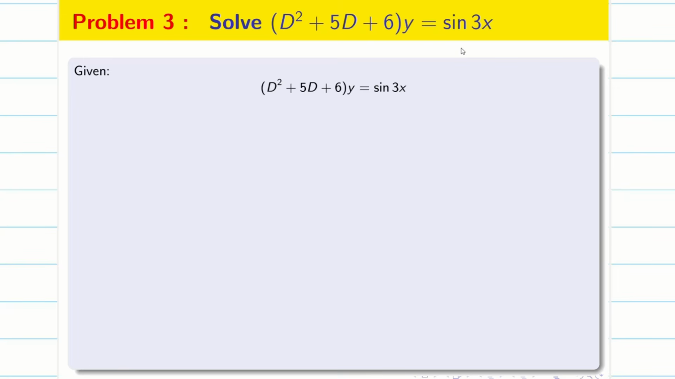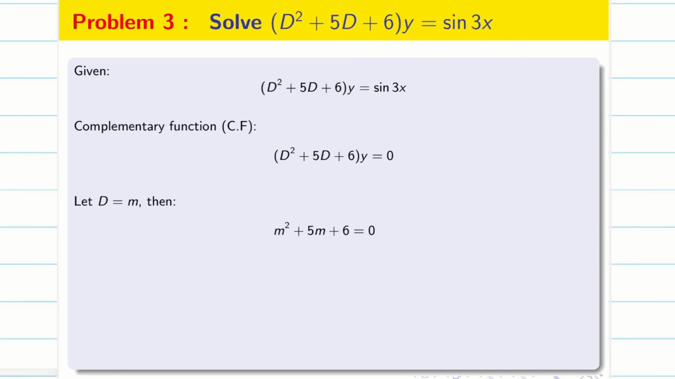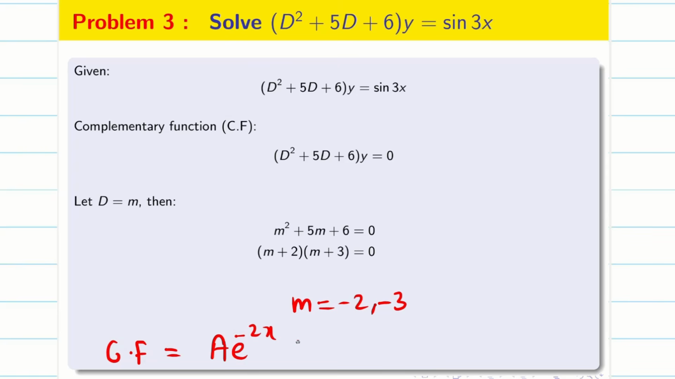Let us find the CF. Make the equation homogeneous by making the right hand side 0 and put d equal to m. We will be getting the auxiliary equation. Solving either using a calculator or manually, you'll be getting the answer m equal to minus 2 comma minus 3. Then CF is going to be a e power minus 2x plus b e power minus 3x.